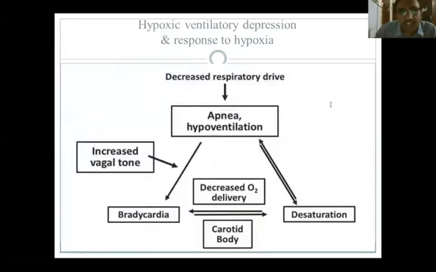Then coming to hypoxic ventilatory depression and the response to hypoxia. What happens? There is a decreased respiratory rate. For example, there is a cessation of breathing, which we usually see as hyperventilation, in turn causing desaturation. Vice versa, desaturation also causes apnea and decreased ventilation. Same thing with the decreased oxygen delivered to the carotid body. Automatically, the baroreceptors can't sense it, and bradycardia will be there. Also, apnea can increase the vagal tone, which in fact decreases the heart rate of the baby. I think in the NICU we usually see this vicious cycle.